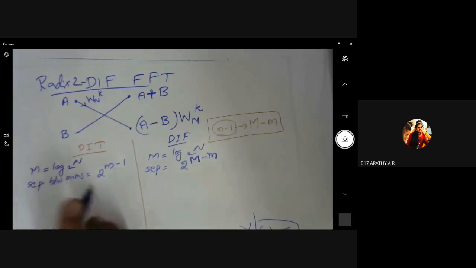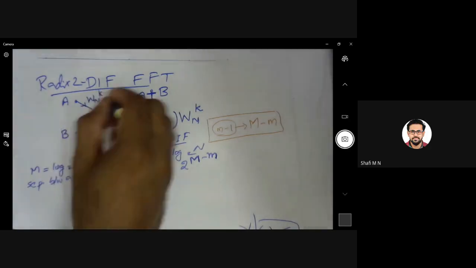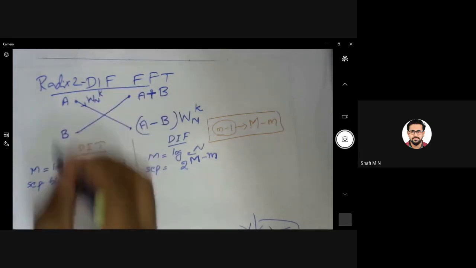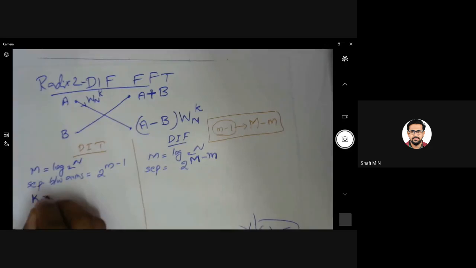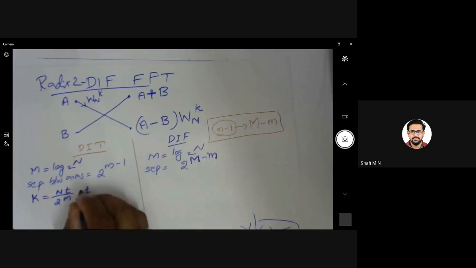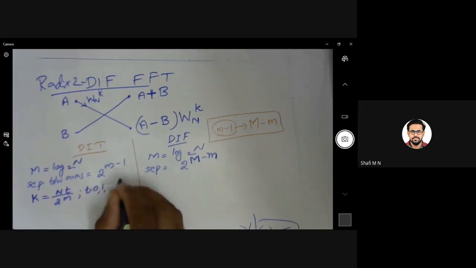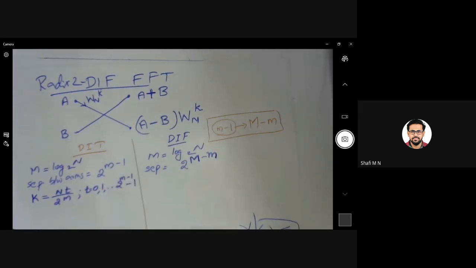Tidal factor exponent. This is WNK is Tidal factor and this is the exponent term K. So that's called Tidal factor exponent. So the Tidal factor exponent, here the equation was nt by 2 raised to m, where t varies from 0, 1, 2, etc. up to 2 raised to m minus 1 minus 1.